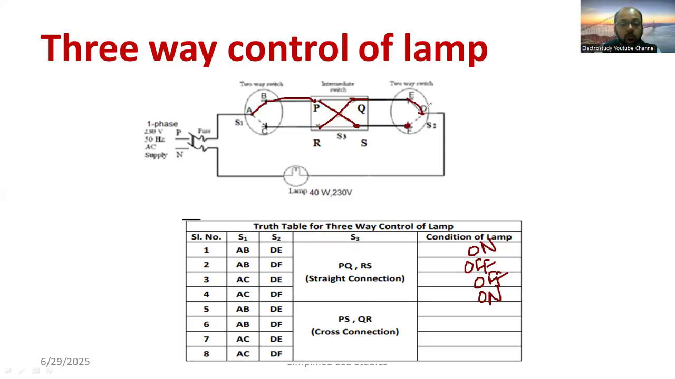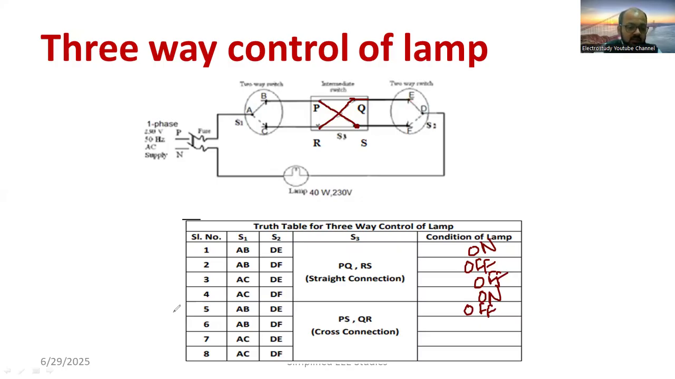Up to F it will move, but there is an open condition. D and F is not connected. Since D and F is not connected, what will happen? The bulb remains off condition only. So make a note of this. Now I'll be talking about other conditions. Please pay attention carefully.